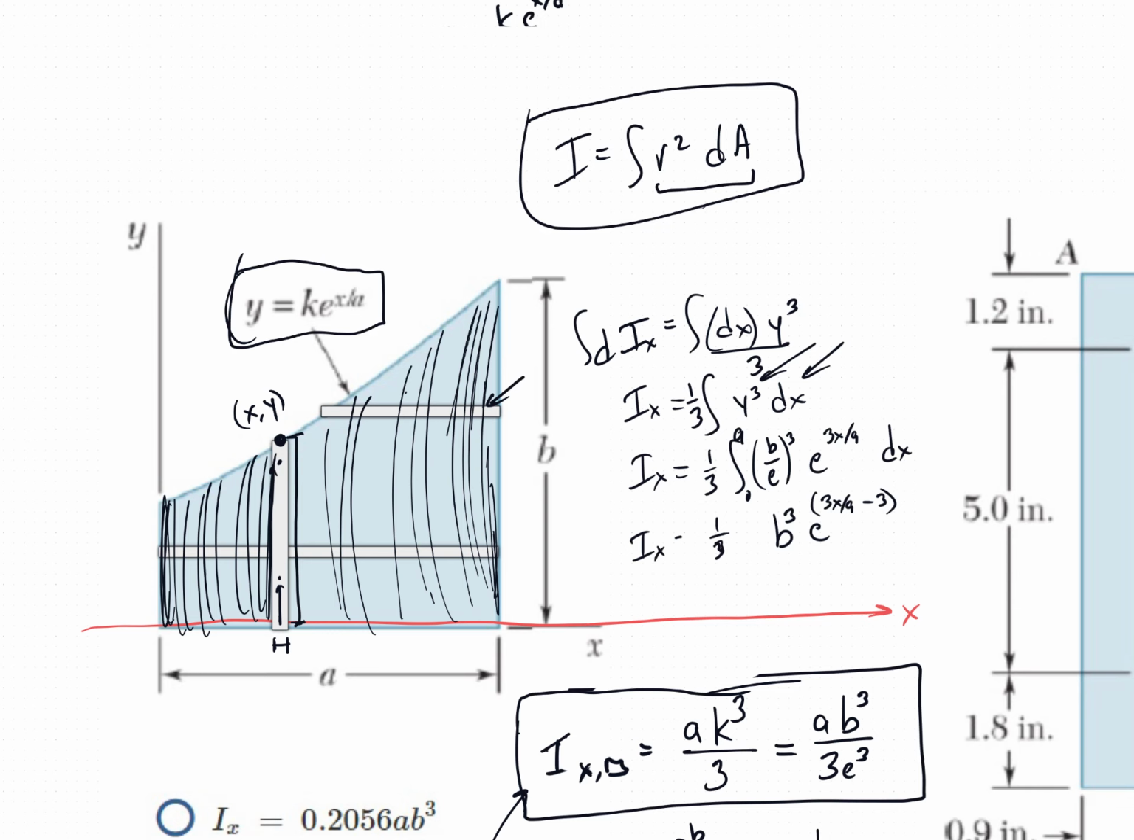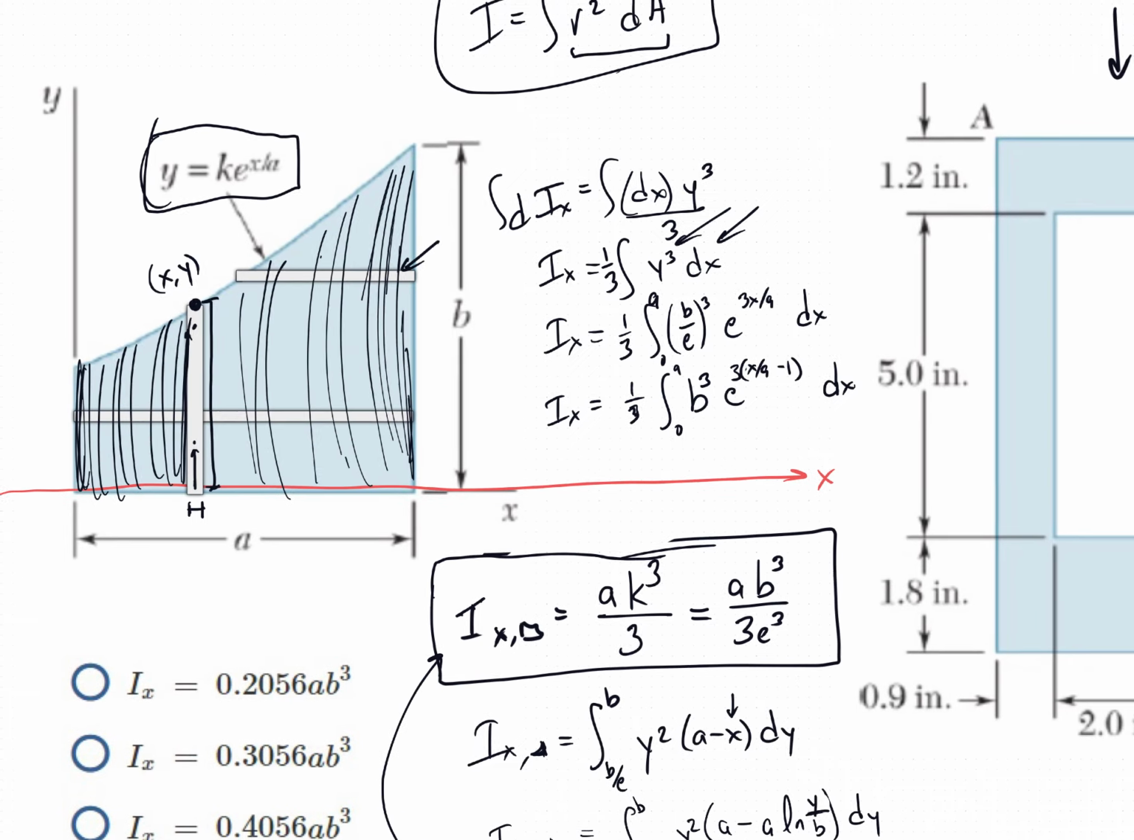Okay, Ix equals, and then let's see. We still have this integral from 0 to a and dx. And I think at this point, we're ready to integrate, even if we don't like it. Actually, I'm going to make one more simplification here. I'm going to pull the 3 out, x over a minus 1 like that. It's not critical.